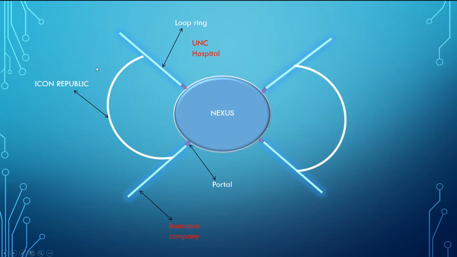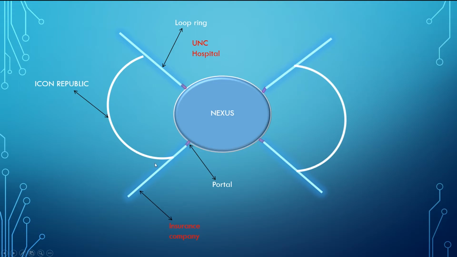So what you see before your eyes is a basic layout of what the Icon ecosystem is. In the middle, you have the Nexus, which is the information hub. Down here, this purple cylinder is the portal. Connected to the portal is the loop ring, which is the private blockchain that institutions own. So this is the UNC's hospitals loop ring, and it wants to transmit my data through the Icon Republic.